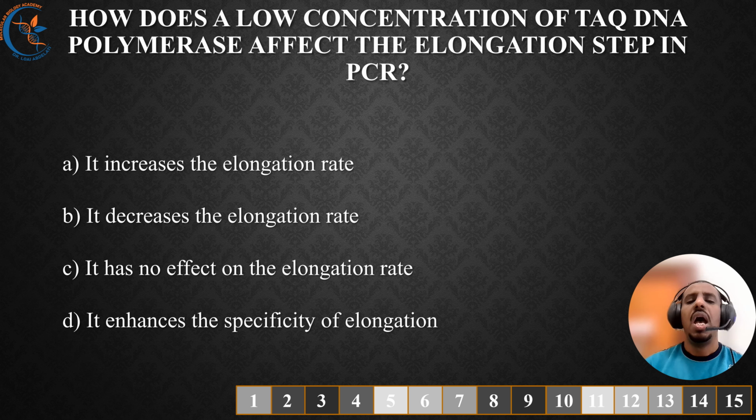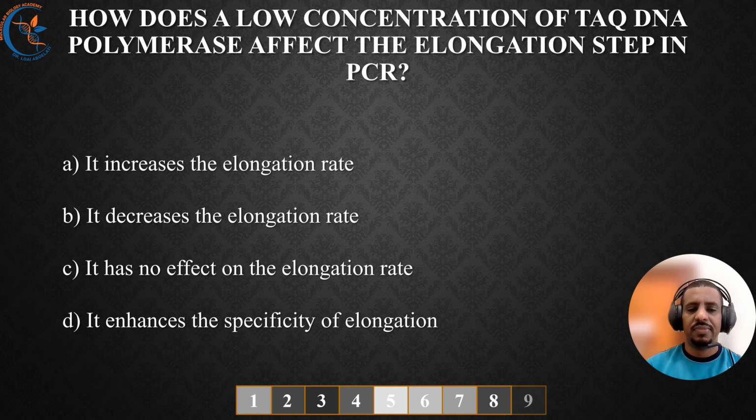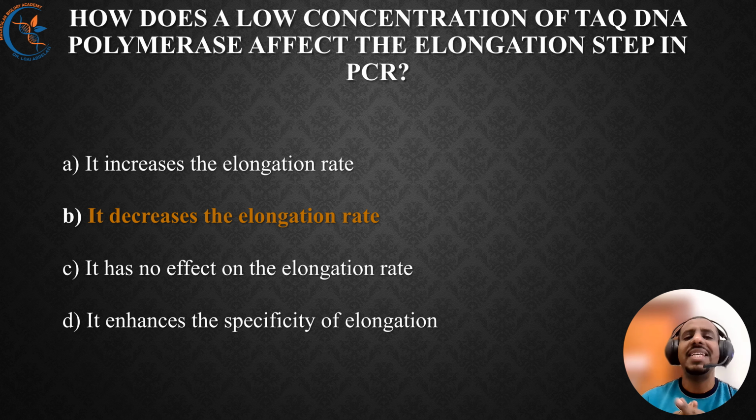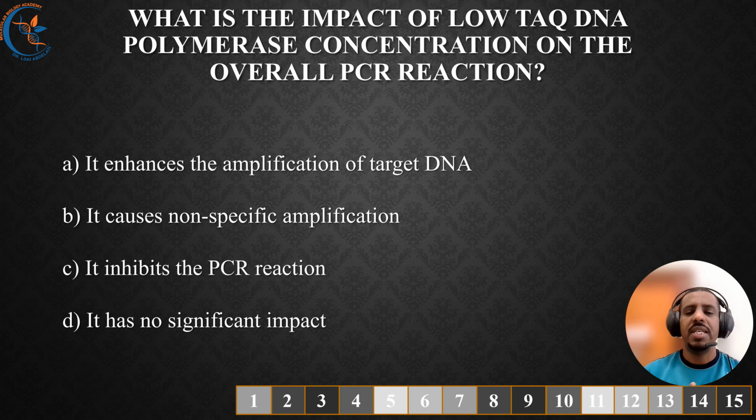Okay, next question here. How does a low concentration of Taq DNA polymerase affect the elongation step in PCR? All right, the correct answer, it decreases the elongation rate. Actually, low level of Taq DNA polymerase can slow down the elongation step, as there may not be enough enzyme molecules to efficiently synthesize new DNA strands. All right, let's move on. Okay, the next question here.